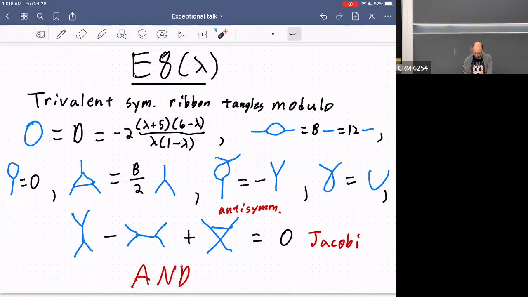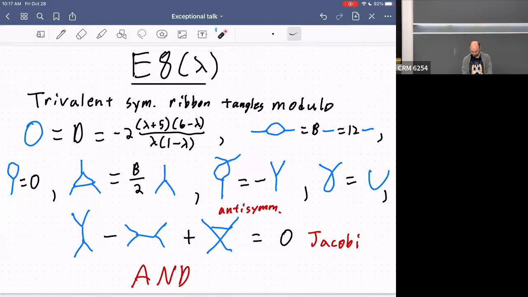Okay, modulo. The circle is given by some number, which has some weird formula in terms of the parameter. So there's many ways of parameterizing this, and this lambda one is particularly nice for certain reasons, but there are other ones that are just about as nice. One thing that's nice about this lambda is that there's some weird symmetry here, and using this variable, the weird symmetry sends lambda to 1 minus lambda, which is more convenient than other formulas.